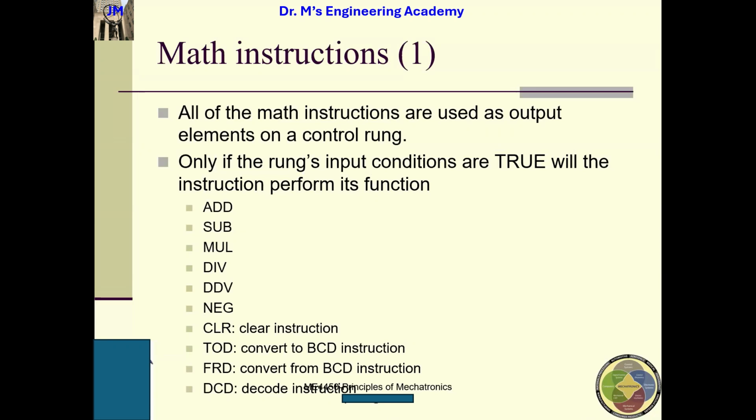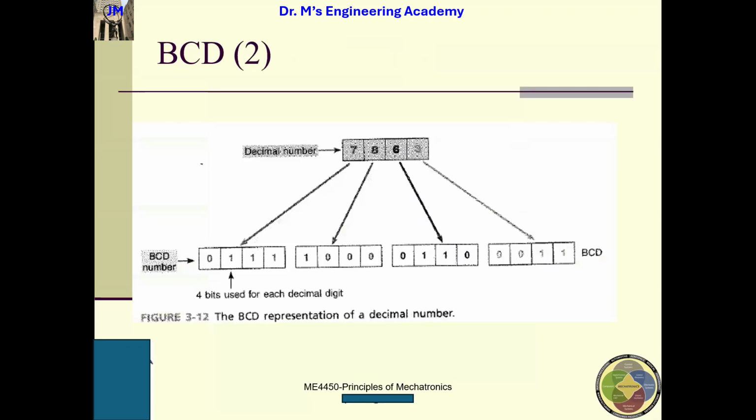TOD converts to BCD, and FRD converts from BCD, and DCD is the decode instruction. So we talk about this one. Okay, here we talk about the BCD. So what is the BCD? BCD means binary coded decimal.